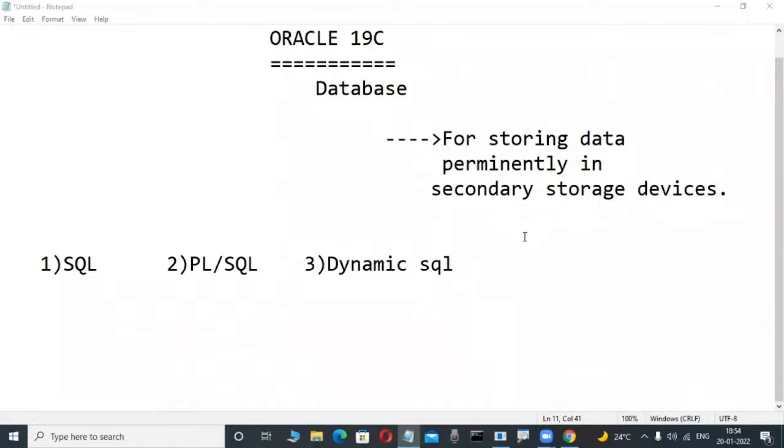A DevOps engineer does not require much SQL, just a little bit. But here we are learning about a pure database, so we are giving so much knowledge. Based on your requirement, you have to take that knowledge.